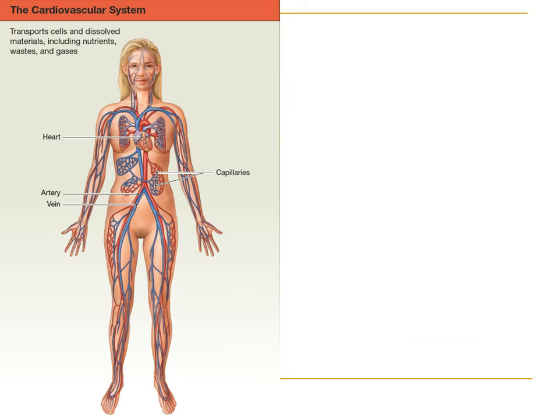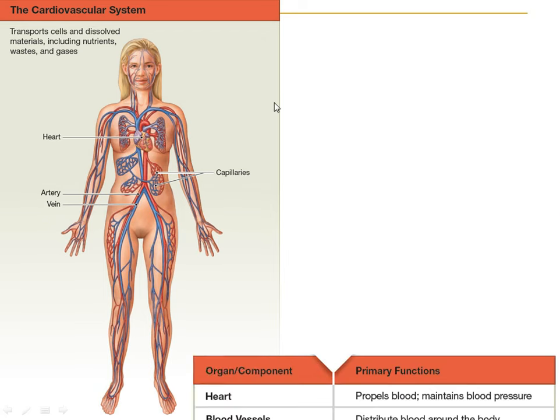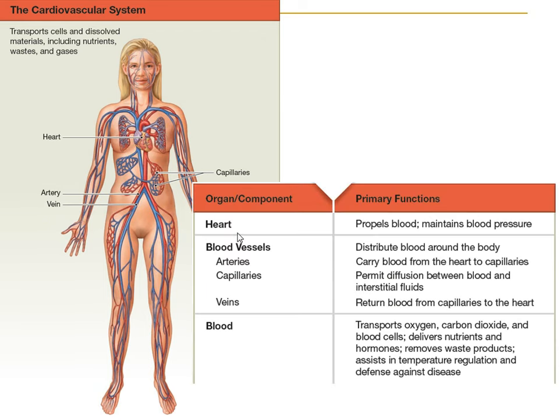We have another system, that is the cardiovascular system. Cardia denotes the heart and vascular denotes the blood vessels. So the heart and the blood vessels together form the cardiovascular system. It consists of the heart, which acts as a pumping organ. It pumps the blood, and the blood pumped by the heart is carried to the different body parts with the help of the vessels.